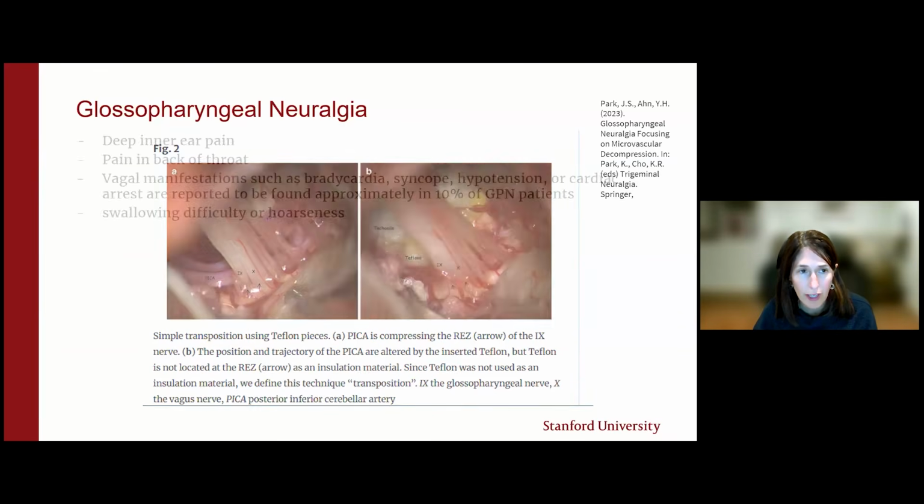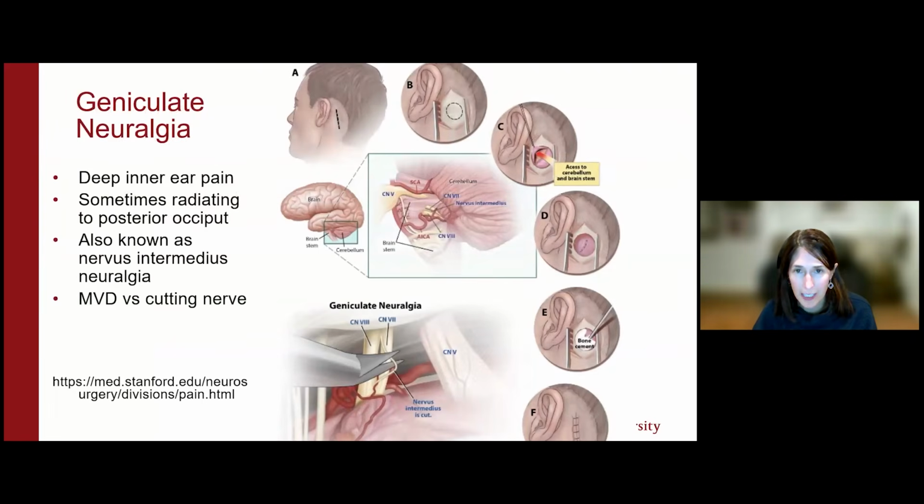facial nerve. And then for geniculate neuralgia, this is a small branch of the facial nerve that has some sensory distribution that causes pain deep in the inner ear. And then sometimes it radiates actually into the back of the head, and sometimes it can radiate into the face. And the jury's still out on whether we cut the nerve or do a microvascular decompression.